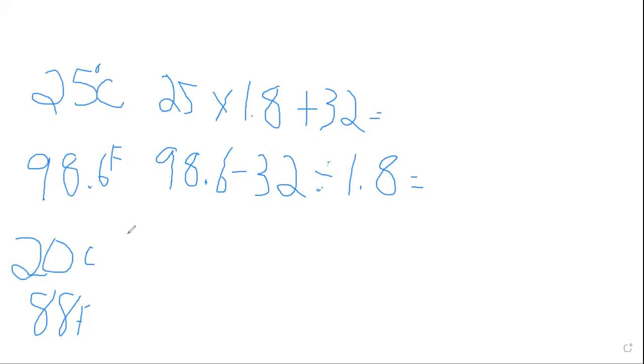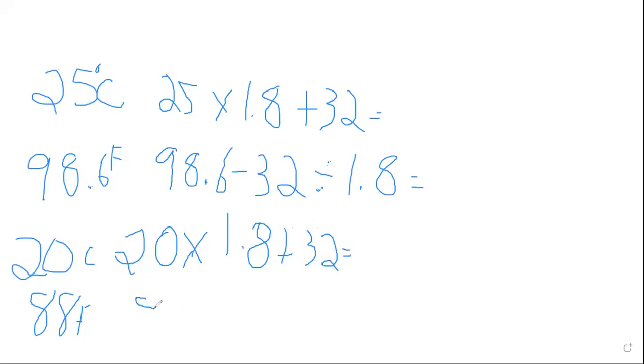And here, same thing. 20 times, we're going from Celsius to Fahrenheit. So it'd be 20 times 1.8 plus 32, and 88 minus 32 divided by 1.8.